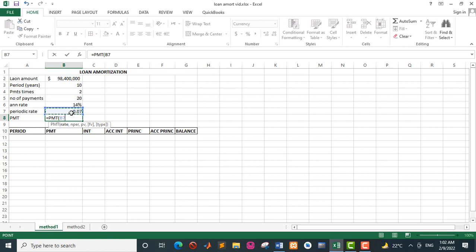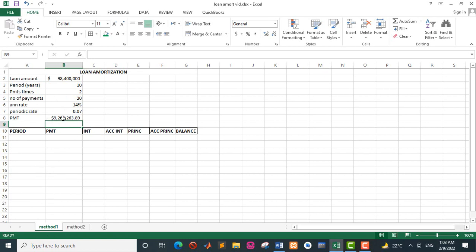You fix it by pressing the F4 key, then you put a comma, then the number of periods, we have 20, you can also fix it. Then the present value, you put minus, then click on the loan amount, then press the enter key. So this is method 1 of the loan amortization. We shall also look at method 2 afterwards.